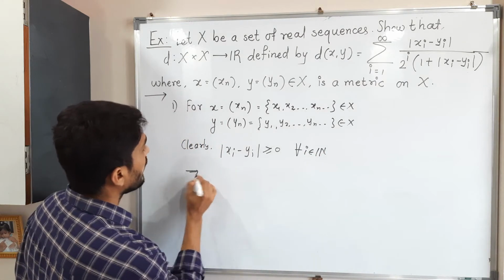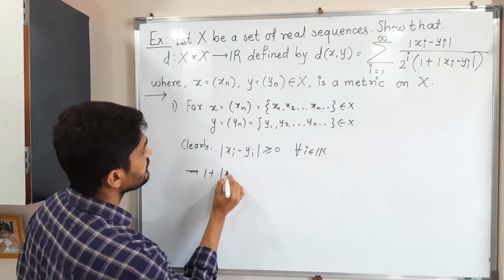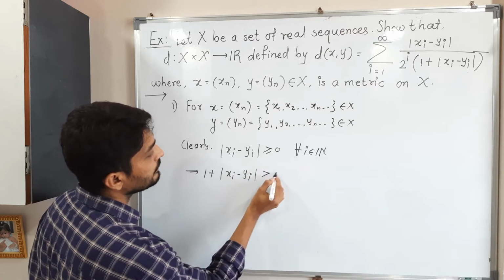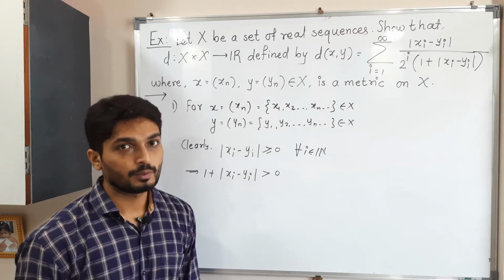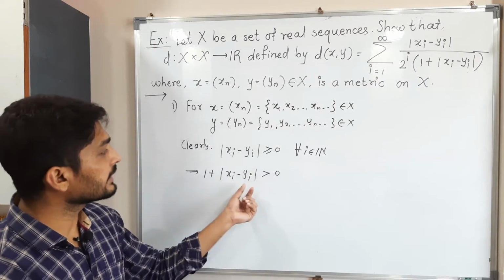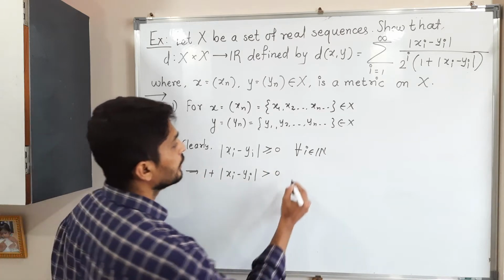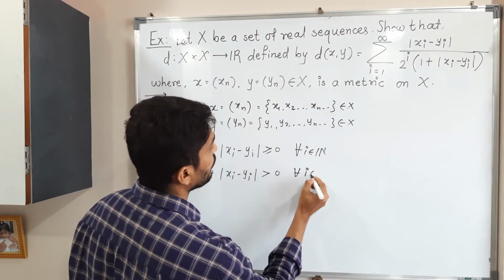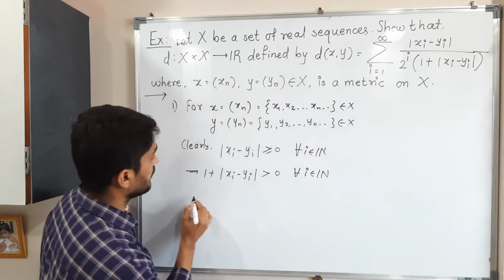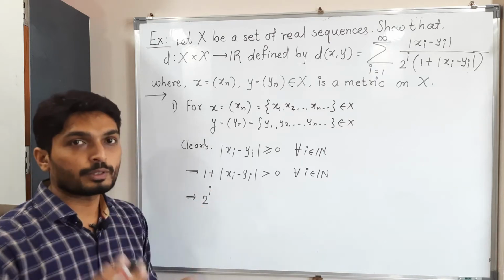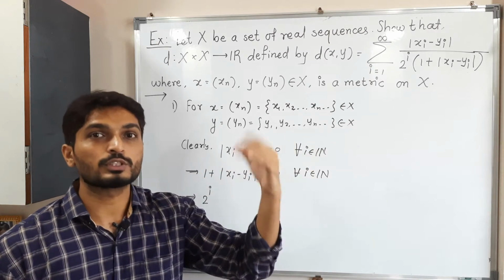What will happen if I add 1 here? So 1 plus mod xi minus yi. If you add 1, you will have strictly greater than 0, since it will be more than 0. And this is again true for all i belonging to the set of natural numbers. After that, what will I do? I will multiply it by 2 raised to i. 2 raised to i means 2 raised to 5, 2 raised to 6, 2 raised to 7, like that.